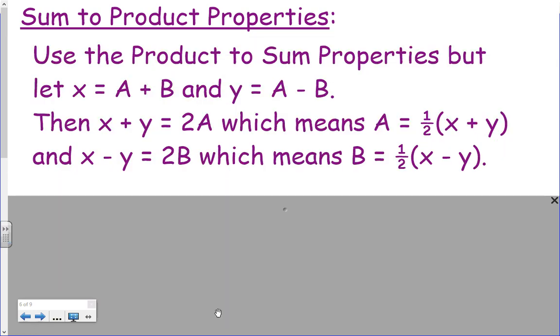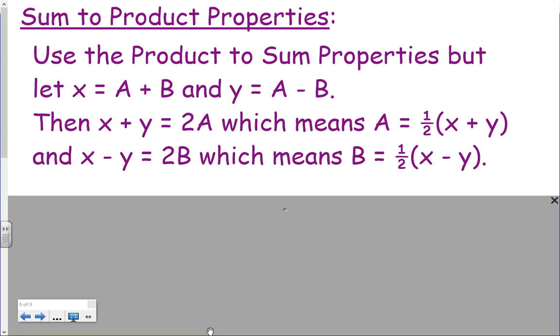All right. Now the nice thing about these properties here, I know this is a lot to take in, but we'll talk about this in a second. The nice thing about these properties, once I've proven the product to sum properties, is that I should be able to just take that property and rewrite it to go from a sum to a product and be able to do it easily.